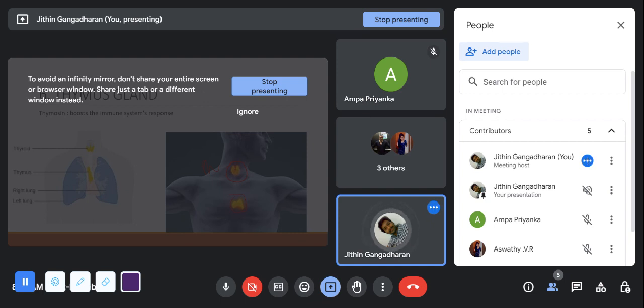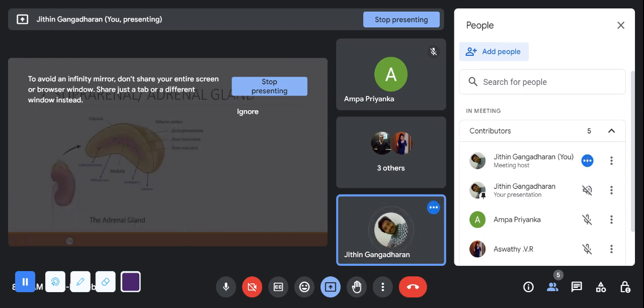What is the function of the thymus gland? It boosts the immune system, right? In an adult, the immune system is controlled by the lymph nodes as well as your bone marrow, so the functions of the thymus gland decrease. Thymosin is the hormone released by your thymus gland, which acts on the immune response and boosts the immune system.